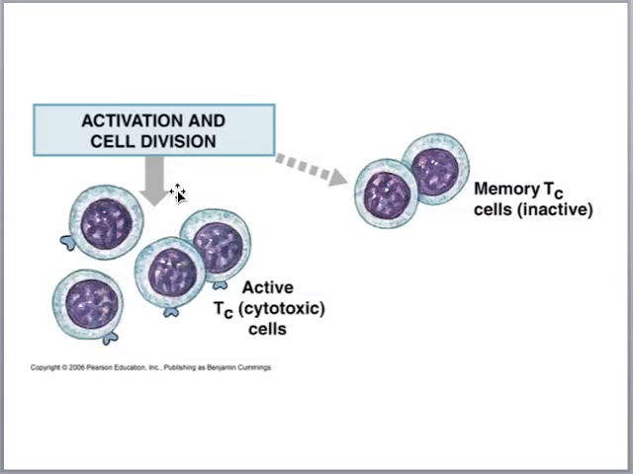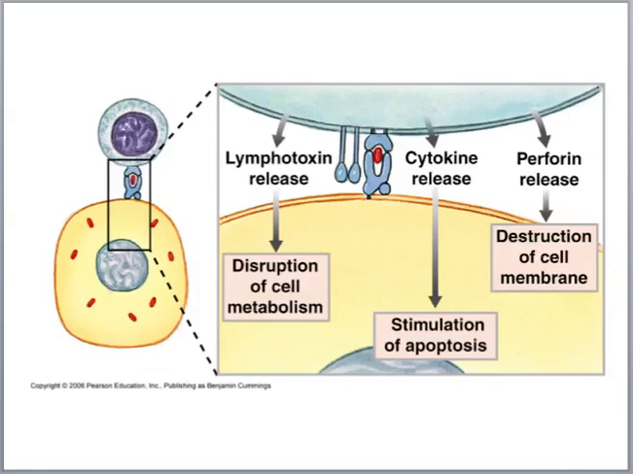Once the T cells are activated, they're going to divide and make lots more of them. And then a few of these are going to remain in the tissues as memory cells that will be inactive, just in case there's another infection of the same antigen in the future.